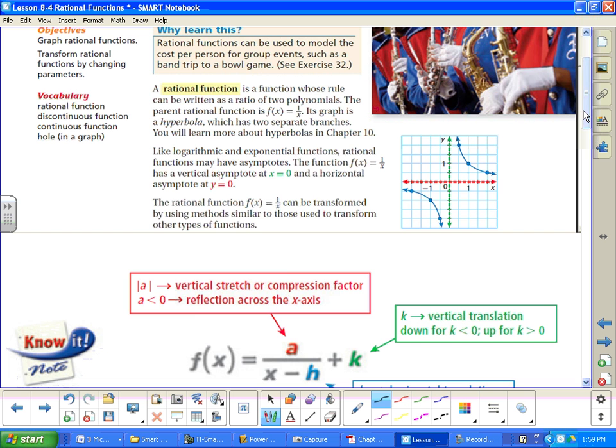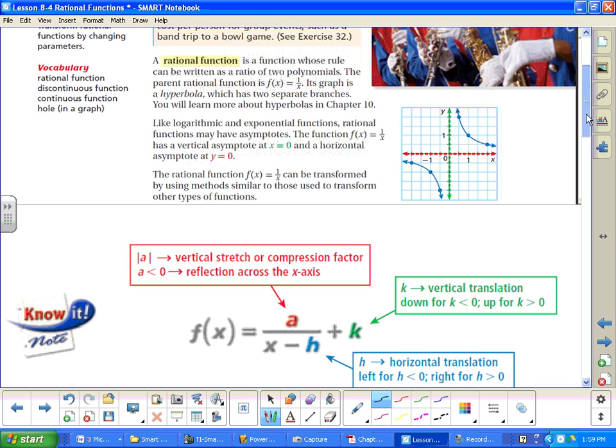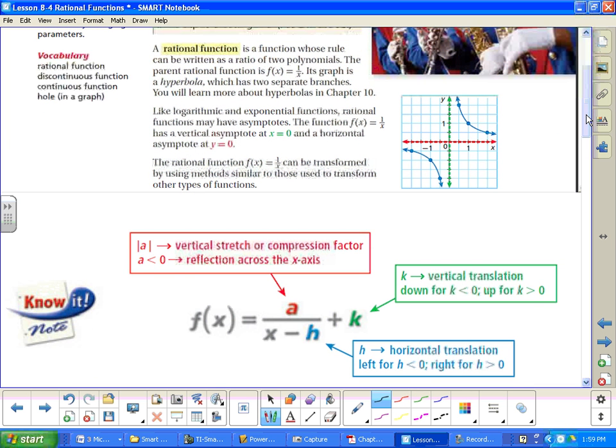It stays there. Now, there's two different ways you're going to see rational functions. One of the ways is shown here, where the value of a tells us whether it's stretched out or compressed, and whether it's reflected or not. So when the value of a is positive, it'll look like this in the first and third quadrant. And if it's negative, then it would be in the second and the fourth quadrants.